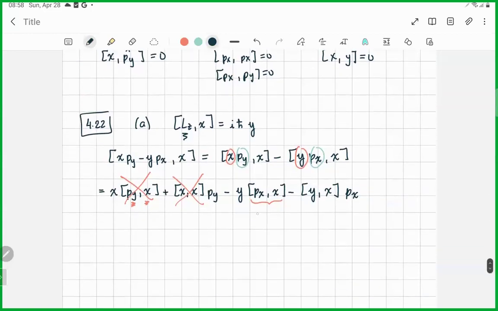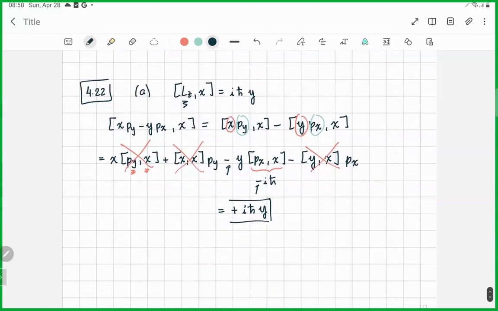So let's put here minus i h bar. And the last one is y with x. This is also 0. So you see, we obtained exactly what we wanted. Minus with minus gives us plus i h bar y. And you can continue with this procedure for all the other cases, and you will find the results that are given there in the problem.